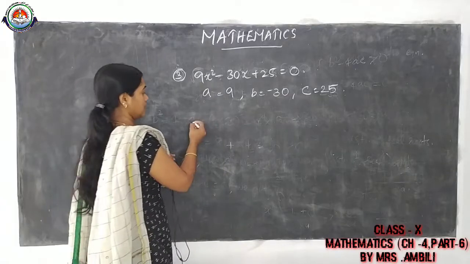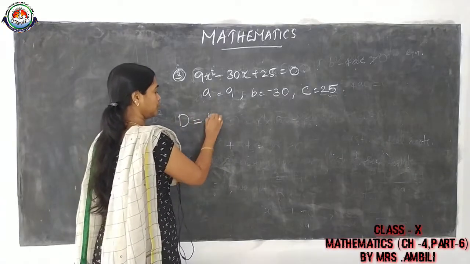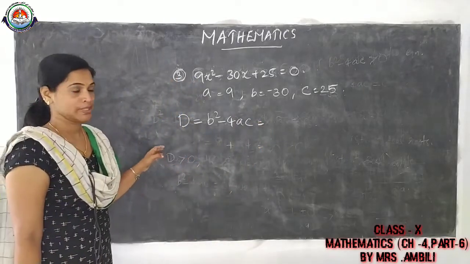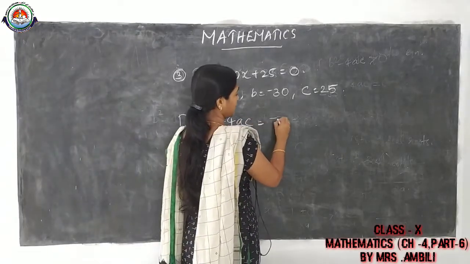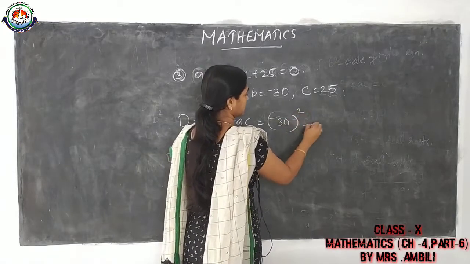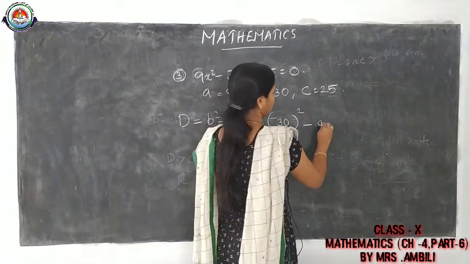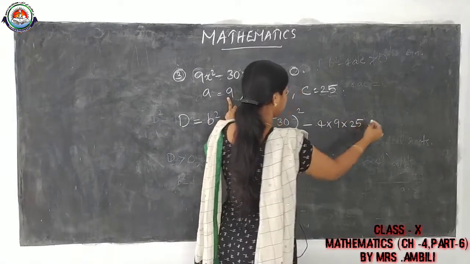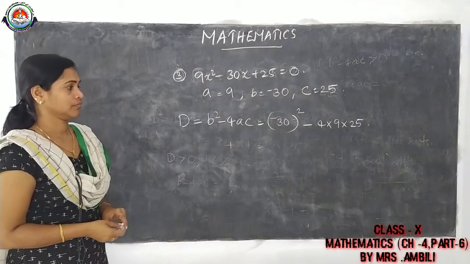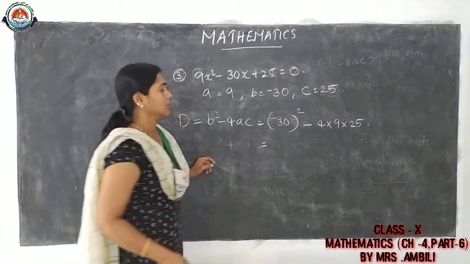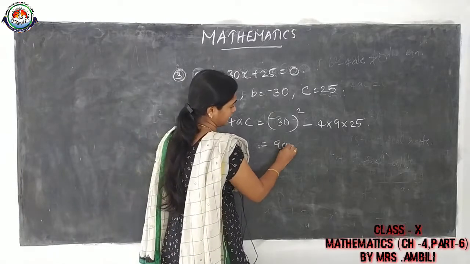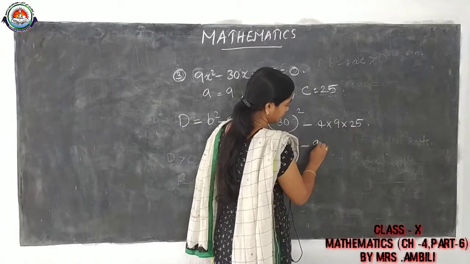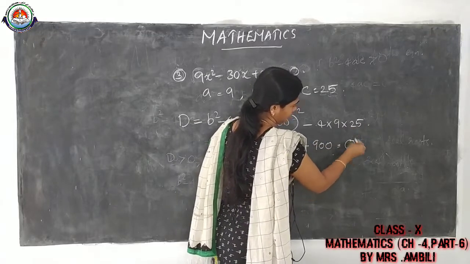Okay. So what is our next step? D equal to b square minus 4ac. What is the value of b square minus 4ac? What is b square? Minus 30 square, minus 4ac. 4 into, what is a? 9 into 25. What is minus 30 square? 900. Minus 4 into 25, 100. 100 into 9, 900. Equal to 0.